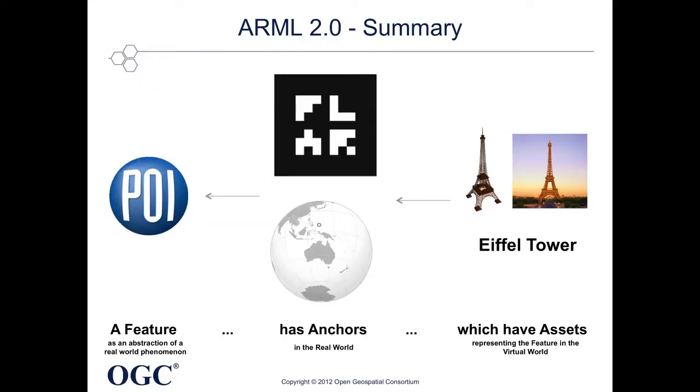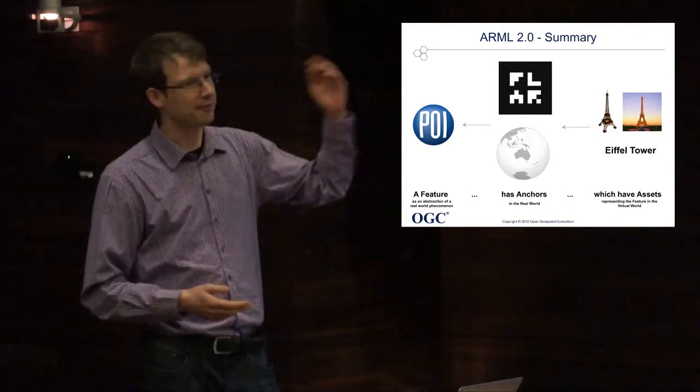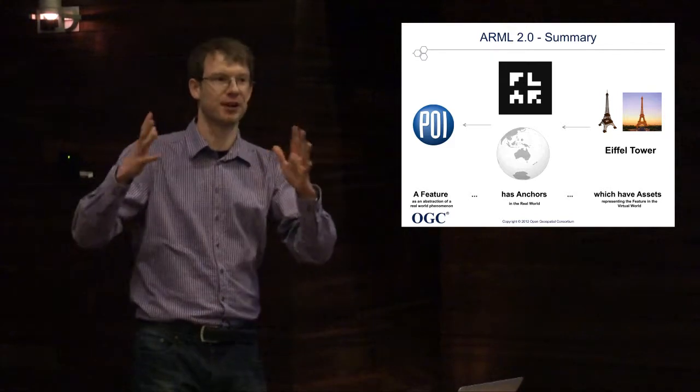This is the ARML 2.0 overview. If I had to summarize augmented reality markup language 2.0 in one slide, this is probably the slide that I would put up. We have 3 different main concepts in ARML 2.0. We have a feature which has anchors, which then have visual assets. The feature is, as George was already mentioning, the real world thing that you actually want to augment, like the Eiffel Tower, for example. So it's really the physical thing in the real world.